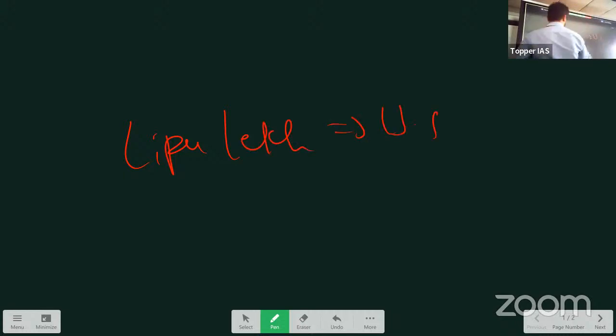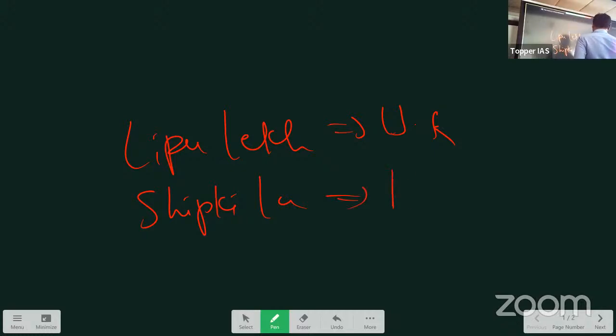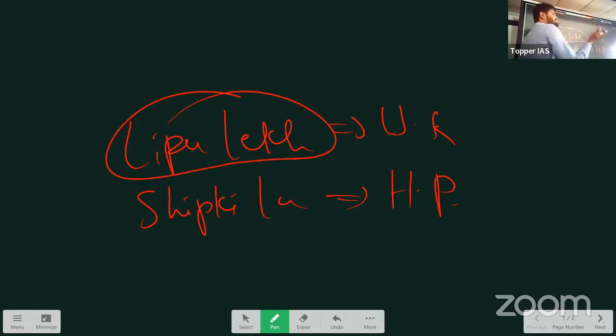And Shipkila is one of the important ones. Lipulekh is important. Lipulekh is in which state? First of all, Lipulekh is in Uttarakhand. Okay, and Shipkila is in Himachal Pradesh. It is important because Lipulekh is used to reach Mansarovar.